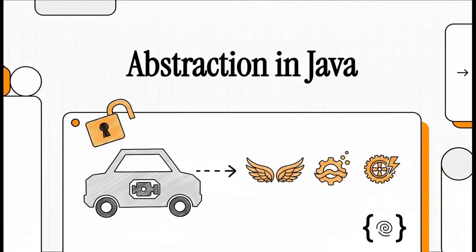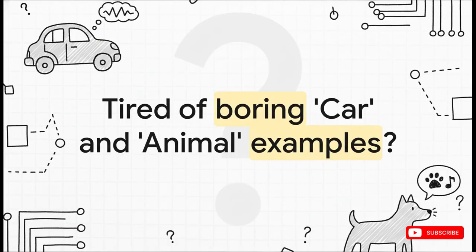All right, let's talk about one of the most confusing ideas in Java OOP, abstraction. We're going to cut through all the noise today and make this concept absolutely crystal clear. And I know what you're thinking. If you have to sit through one more example about a car class that honks or an animal class that makes a sound, you're going to lose your mind. They just don't feel real, do they?